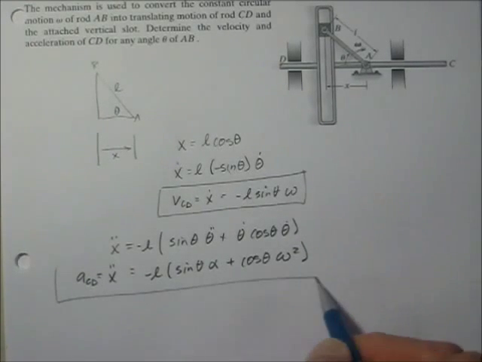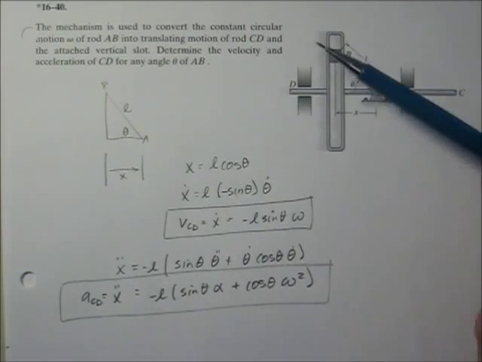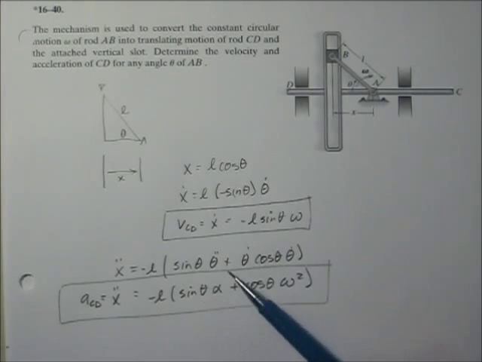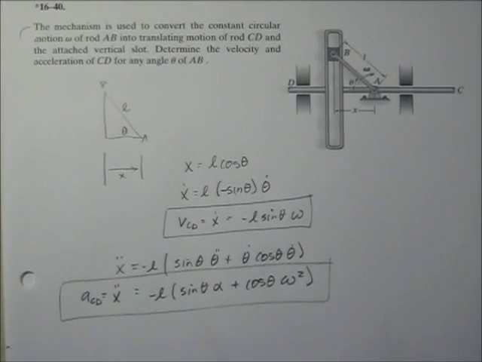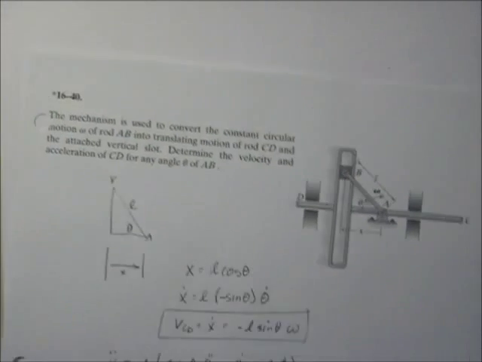Okay? And in this particular problem, it says that it's constant circular motion. So if that's constant circular motion, the omega is constant, which means that alpha would be equal to 0, but what we've got here is the general form that we would use.